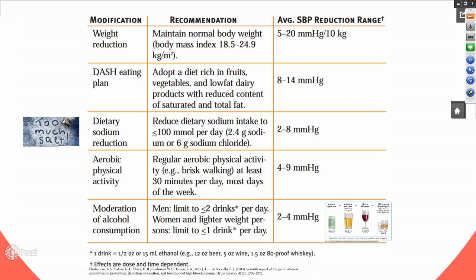As you can see from this table, DASH is composed of weight loss, an eating plan composed of a diet rich in fruits and vegetables and low in fat. We have sodium restriction to 2.5 grams of sodium per day. Well, how much is 2.5 grams of sodium per day? That's half a teaspoon of salt. And then fourthly, we have physical activity, which is at least 30 minutes per day, most days of the week. And lastly, moderation of alcohol. Right away, we see that weight reduction has the biggest effect on blood pressure.